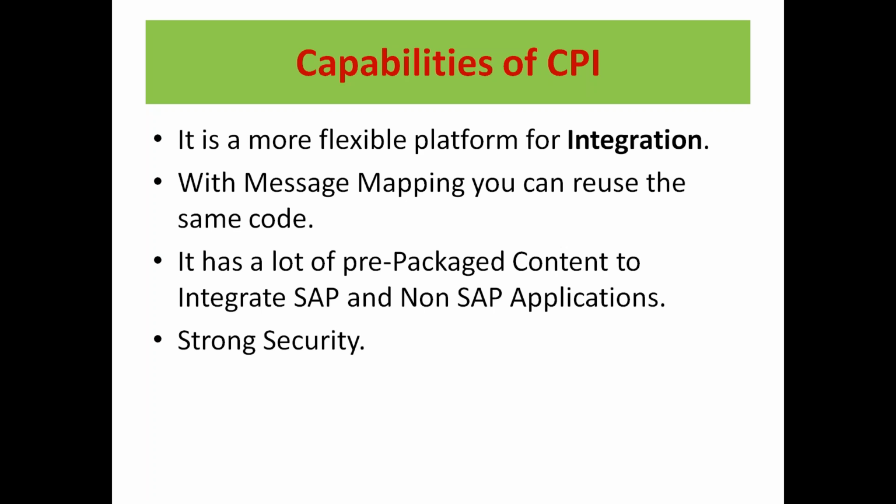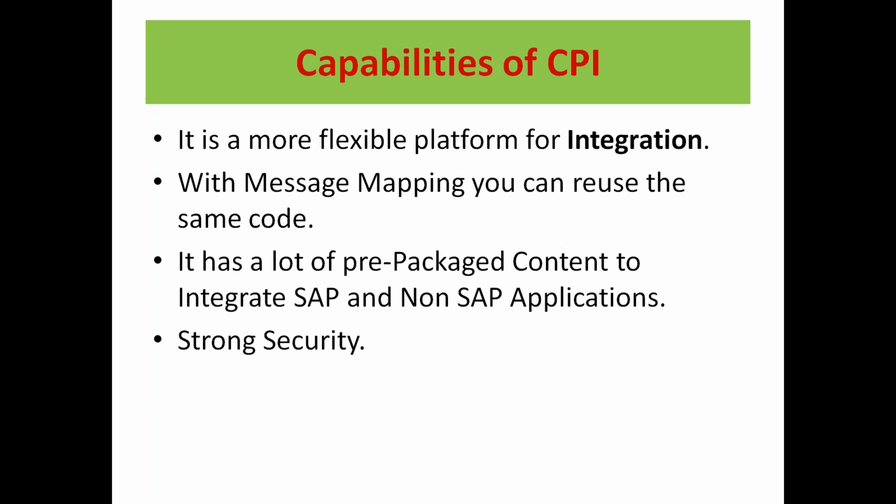Srini, just one thing. In PI/PO, we can see mapping of multiple types: graphical mapping, XSLT, parameter, and Java. In CPI, what kind of mappings can we expect? Is there an advanced mapping?